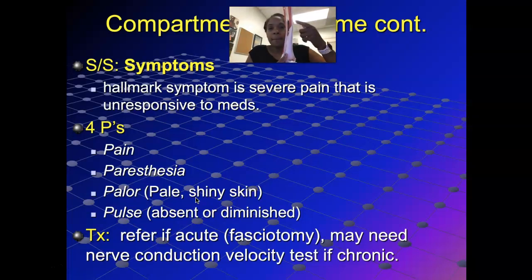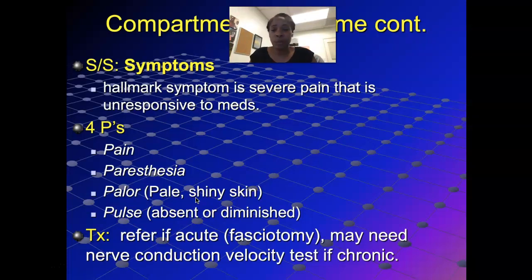Yeah. They may have pale skin if they are Caucasian or lighter skinned, or ashen skin if they are of dark complexion, right? And then if we check a pulse, right? So if we go down here and we check that dorsalis pedis pulse, they won't have one, right? Because there's so much pressure on that compartment that blood flow isn't driving distally, right? So this, my friends, is a medical emergency if that is absolutely the case.